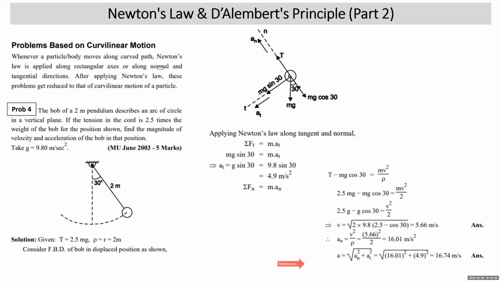Now, next type. Problems based on curvilinear motion. Students, what is curvilinear motion? When a body or a particle moves along the curved path, its motion is described as curvilinear motion. So far, in the problems we have solved, the particle or the object or the body was moving along the straight path. So that means we were applying the concepts of rectilinear motion on it. But at times we come across bodies which are moving along the curved path.